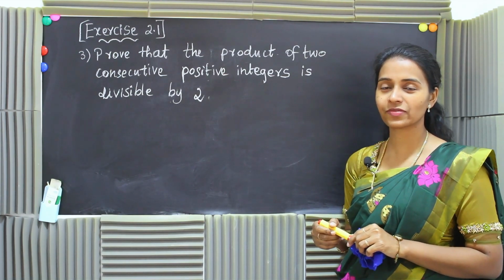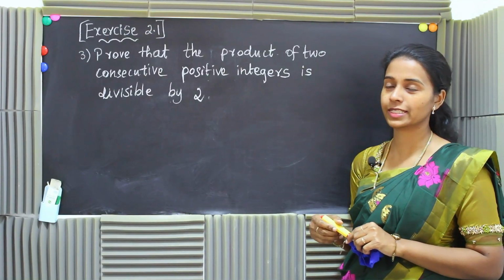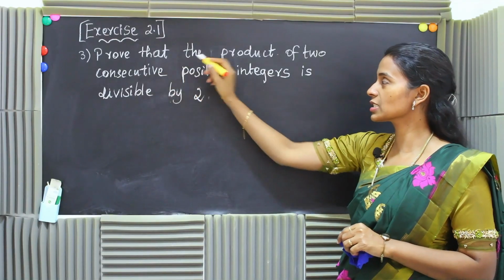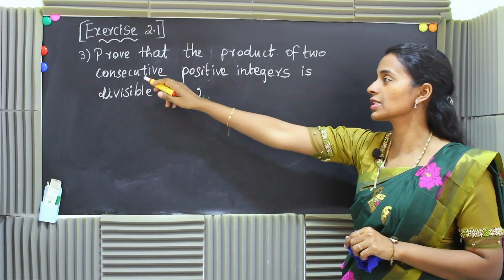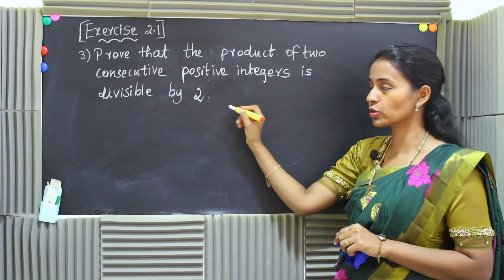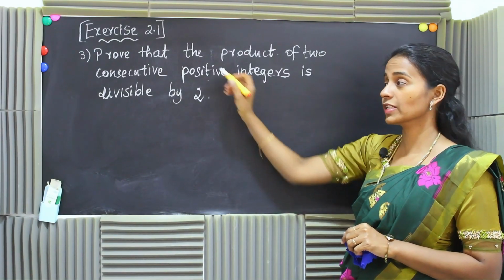In today's class, we'll be solving the third problem in exercise 2.1. Here the question is, prove that the product of two consecutive positive integers is divisible by 2. This is the question. What we need to prove?